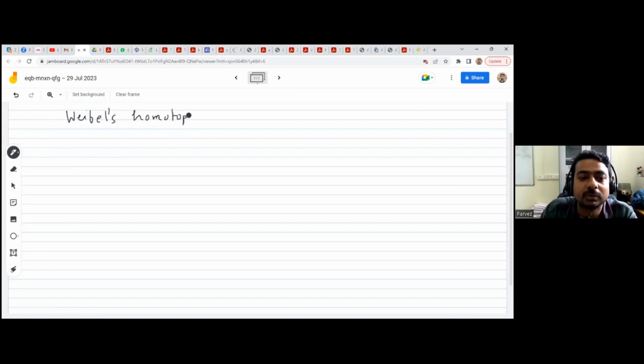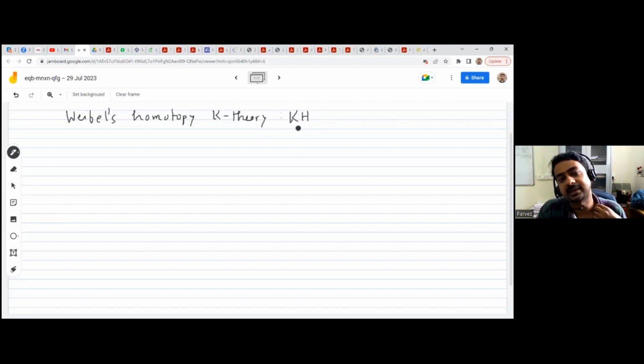So let us move to Weibel's homotopy K-theory. Let me give a quick introduction. This is some sort of homotopization of K-theory. This spectrum is denoted by KH. So how is this spectrum constructed? Let me quickly define it, and then we'll state some properties.